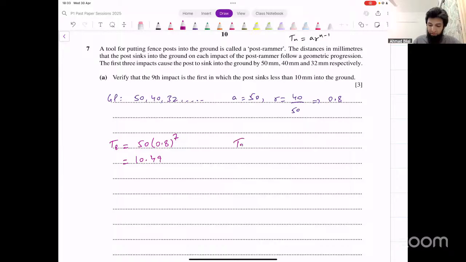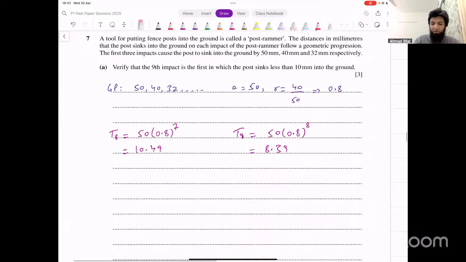Now the 8th term is greater than 10. Then we can find the 9th term. 50 into 0.8 raised to power 9 minus 1. That will be 8. See what that turns out to be. That's 8.388, 8.39. And that proves that the 9th impact is the first in which the post sinks less than 10 millimeters into the ground. This number is greater than 10. This is less than 10. So that's what we had to prove. The 9th term is the first one that is less than 10. That's what you had to show there.